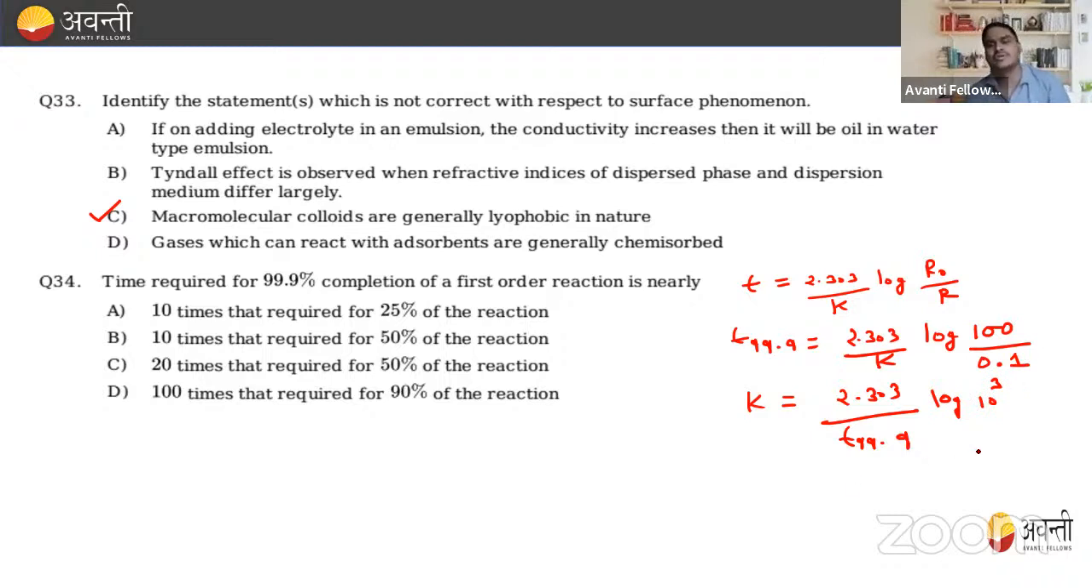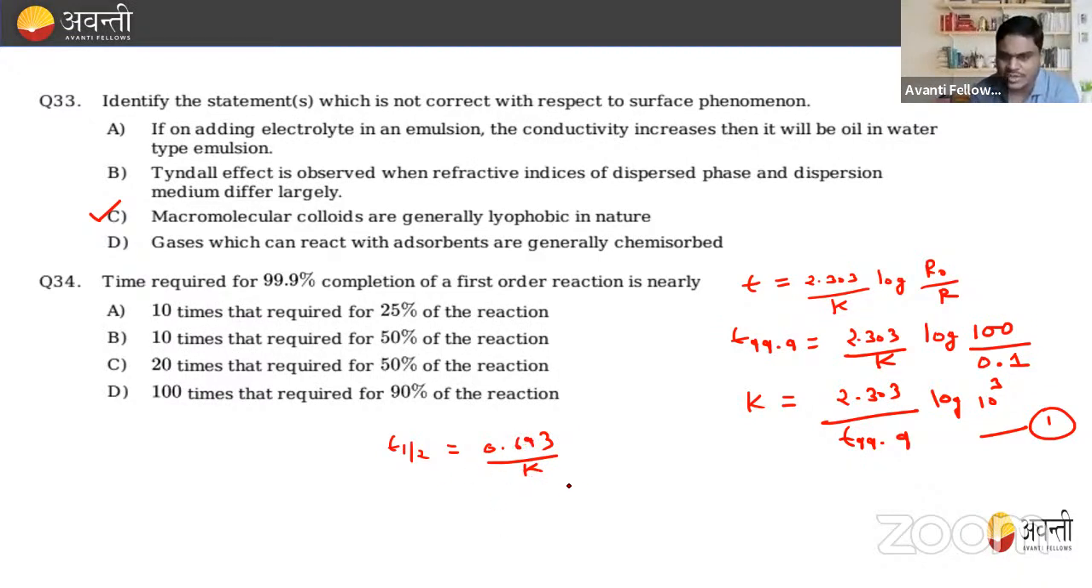This is 10 raised to the power 3. So this is K. Now we also know that for the first order, what is the half-life time? For the first order, half-life time is 0.693 upon K, right? This is the expression for the half-life time for the first order reaction. So T half is equal to 0.693 upon K.